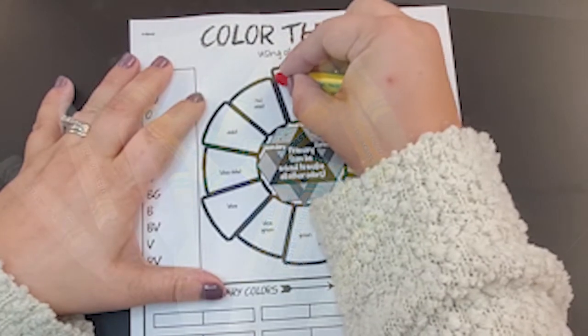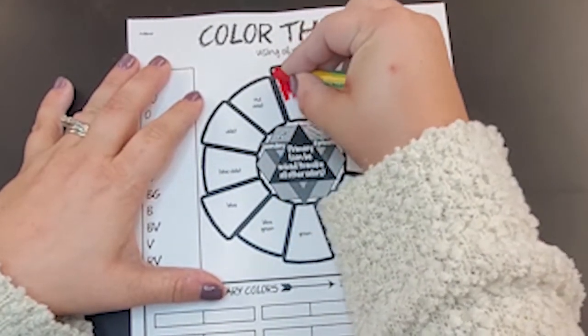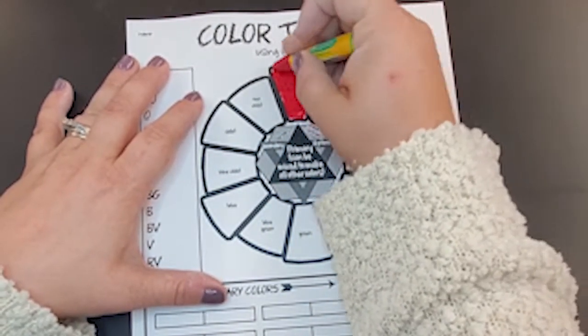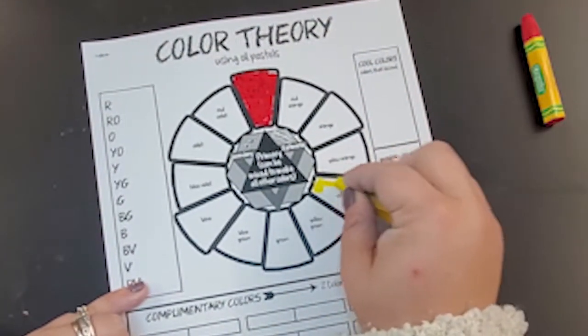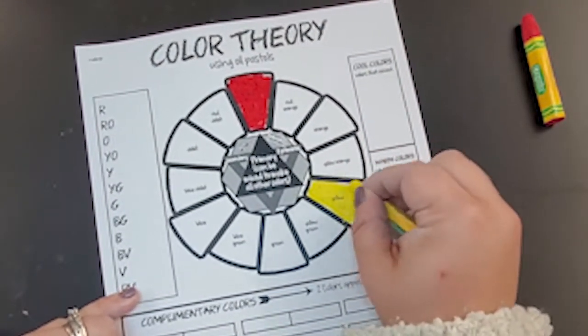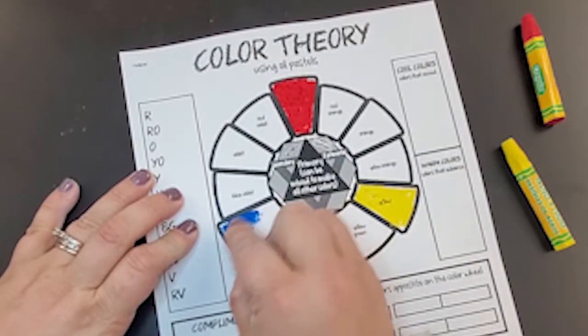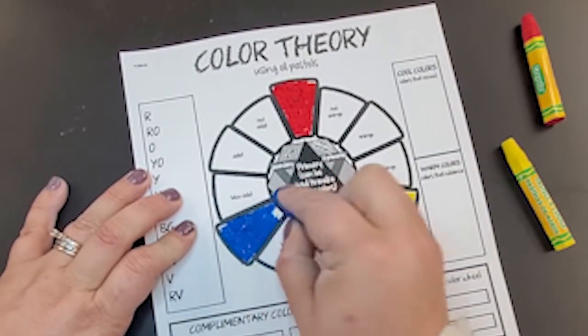Let's begin by talking about primary colors. Primary colors are the only colors on the color wheel that cannot be mixed. They must be bought or found in nature. These colors are red, yellow, and blue.